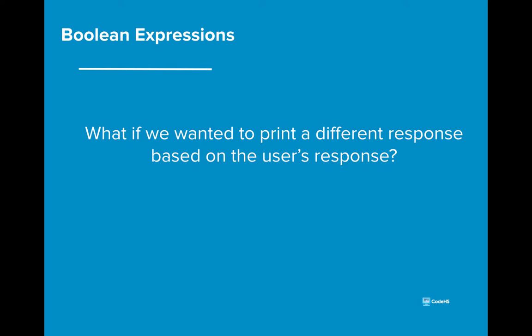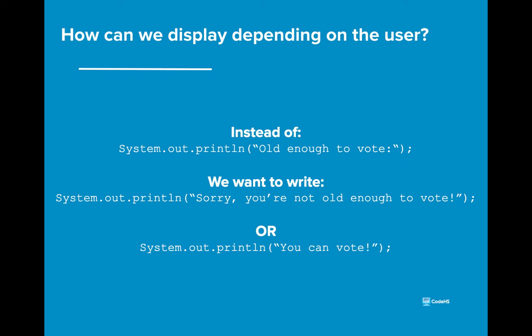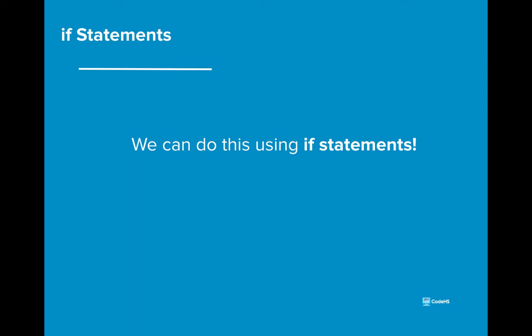But what if we wanted to print a different response on the console based on a user's response? Instead of displaying whether it was true or false, if the user could vote, what if we wanted to print a more personalized or specific response? As of now, we don't currently have a way to do that. However, with if statements, we can easily create programs that allow us to differentiate our responses depending on user input.